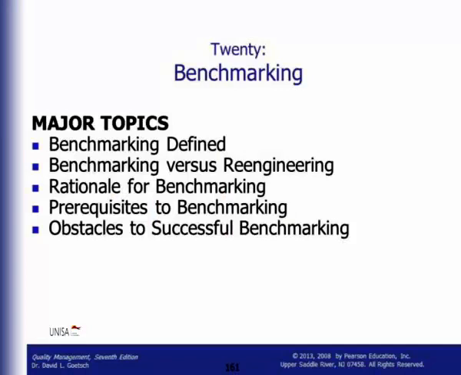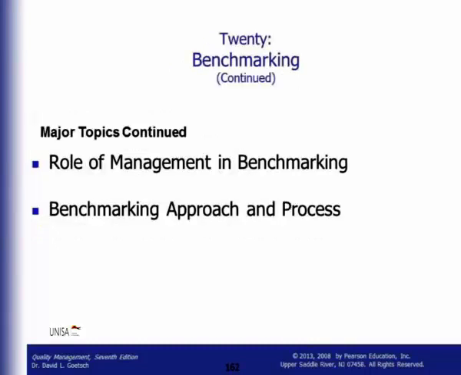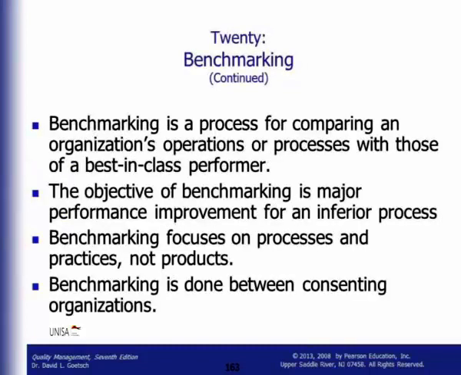Some of the major topics in this chapter are benchmarking defined, benchmarking versus re-engineering, the rationale for benchmarking, prerequisites to benchmarking, obstacles to successful benchmarking, the role of management, benchmarking approach and processes. Benchmarking is a process for comparing an organization's operations or process with those of a best-in-class performer. The objective of benchmarking is major performance improvement for an inferior process.